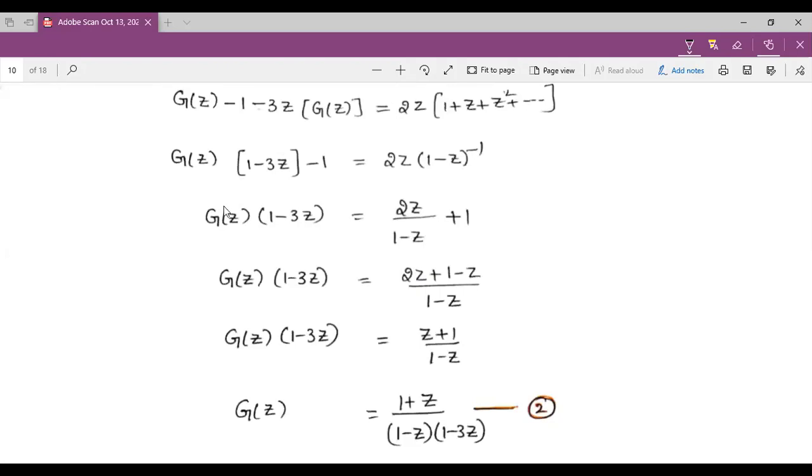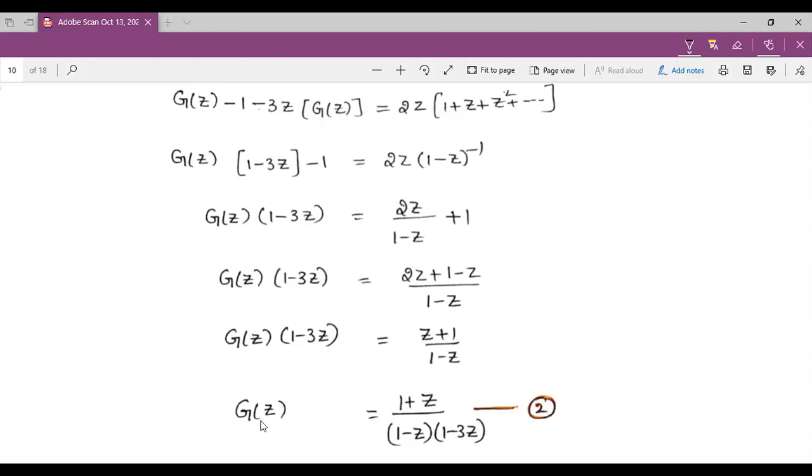Okay. So g of z into 1 minus 3z, this minus 1 will come right side. So 2z by 1 minus z, this term can be written 1 by 1 minus z. So this term become 2z by 1 minus z plus 1. Okay. So g of z into 1 minus 3z is equal to 2z plus, so LCM 1 into 1 minus z by 1 minus z. So g of z into 1 minus 3z is equal to 2z minus z plus 1 by 1 minus z.